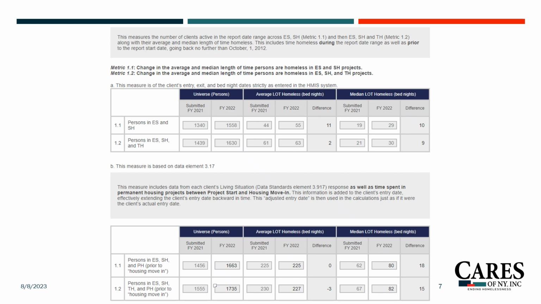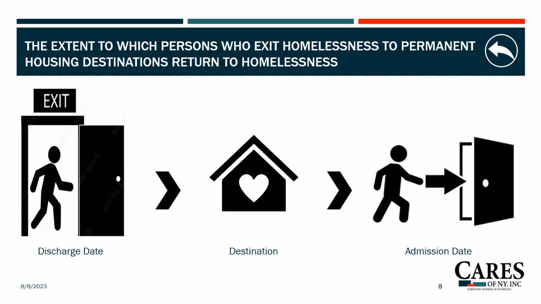Measure 2 looks at a client's discharge date and then the destination that was recorded in HMIS. This element is only looking at clients who were discharged to a permanent destination and then returned to a homeless project. This measure specifically looks for clients who were discharged in the 2 years prior to the reporting period to a permanent destination and then returned to a project at any point from their discharge date through the end of the reporting period.